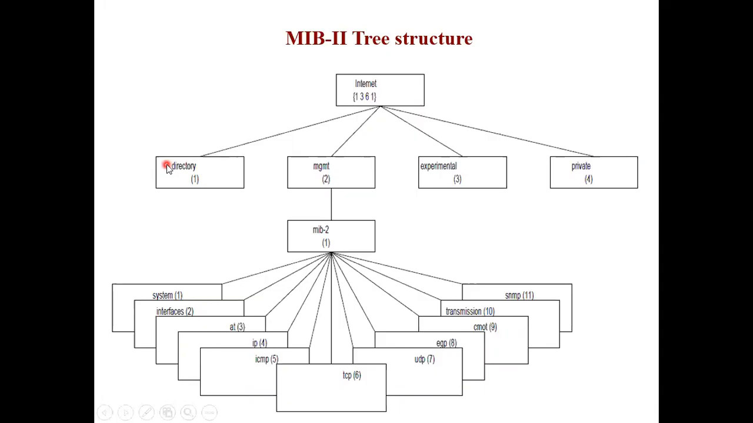So in internet, we have directory, management, experimental, private. Okay, and these are the identifiers that are given. But since we are only studying the management of internet, we are coming under this. So management, internet management identifier 2. So from here it came, 1.3.6.1.2, and under that we have MIB2. Now under MIB2 we have these 11 groupings of MIB2.